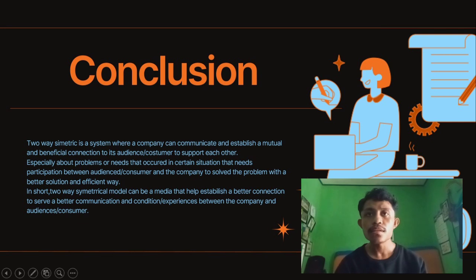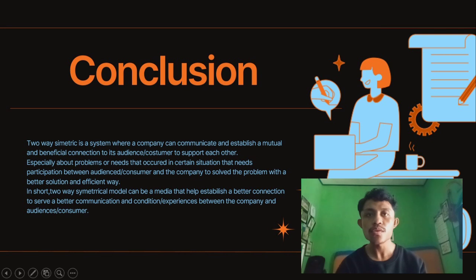The next one is conclusion. Two-way symmetric is a system where a company can communicate and establish a mutually beneficial connection to its audience or customers to support each other, especially about problems or needs that occur in certain situations that need participation between audience and the company to solve the problem with a better solution and efficient way.